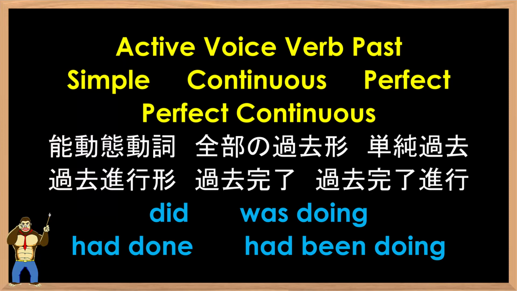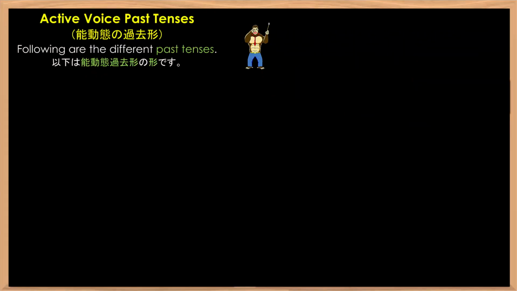In this lesson, we will cover active voice verb past: simple, continuous, perfect, perfect continuous. Did, was doing, had done, had been doing. Alright, let's start. Following are the different past tenses.